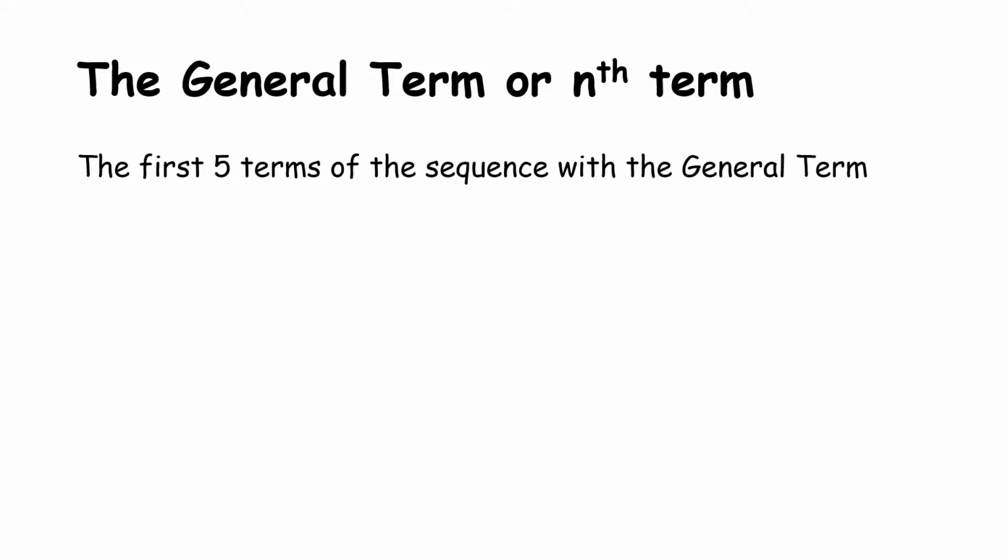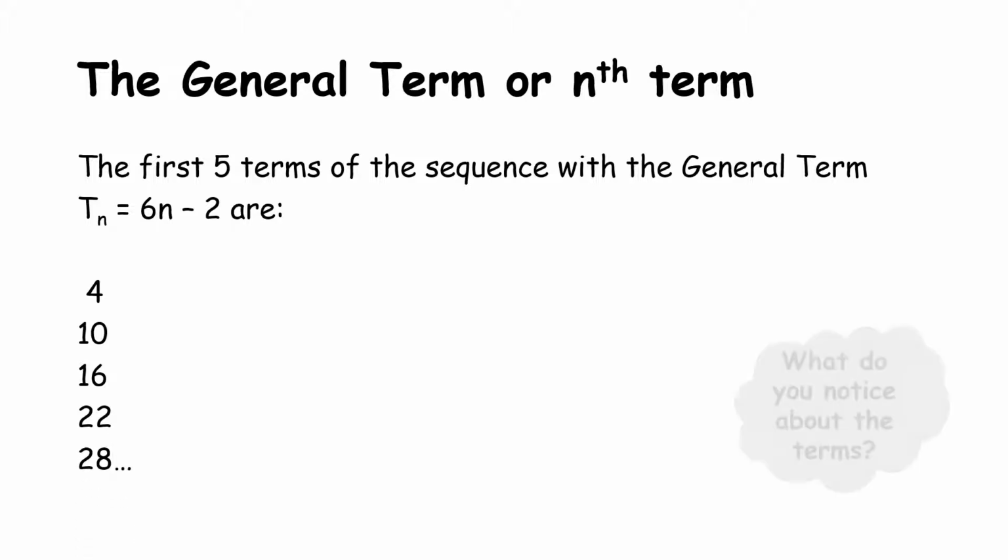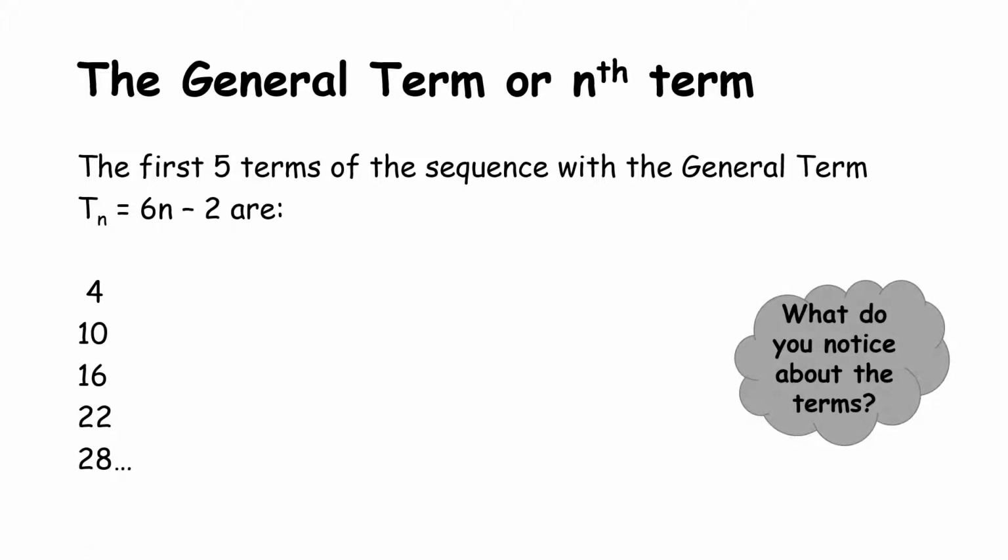So working backwards. The first 5 terms of the sequence with the general term Tn equals 6n minus 2 are 4, 10, 16, 22 and 28. So what do you notice about these terms? Well, the first thing I'm going to do is write them out like this: 4, 10, 16, 22, 28.